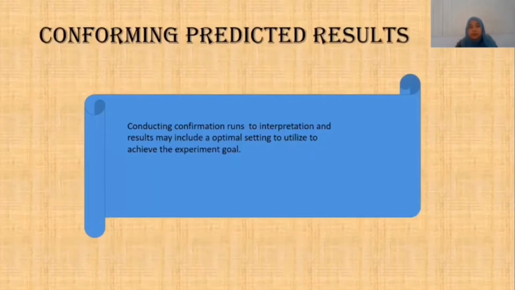Next, this is confirming the predicted result of DOE. Confirming the predicted result is what we call conducting confirmation runs. This is to interpolate, and the result may include the optimal setting to achieve the experiment goal.